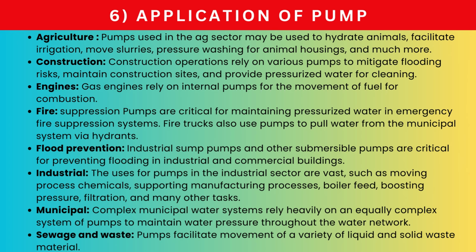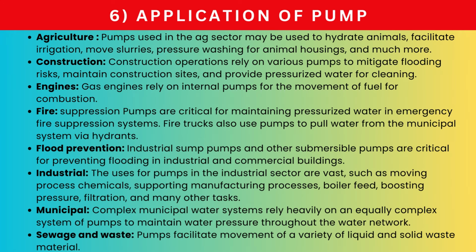Flood prevention: industrial sump pumps and other submersible pumps are critical for preventing flooding in industrial and commercial buildings. The uses for pumps in the industrial sector are vast, such as moving process chemicals, supporting manufacturing processes, boiler feed, boosting pressure, filtration, and many other tasks. Complex municipal water systems rely heavily on an equally complex system of pumps to maintain water pressure throughout the water network. Sewage and waste pumps facilitate movement of a variety of liquid and solid waste material.